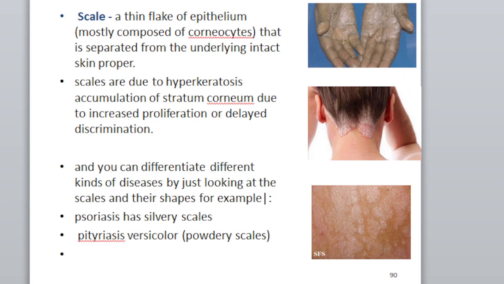Scale is a thin flake of epithelium, mostly composed of corneocytes, that is separated from the underlying intact skin proper. Scales are due to hyperkeratosis, accumulation of stratum corneum due to increased proliferation or delayed desquamation. We can differentiate different kinds of diseases by just looking at the scales and their shapes. For example, psoriasis has silvery scales. Pityriasis versicolor, powdery scales.